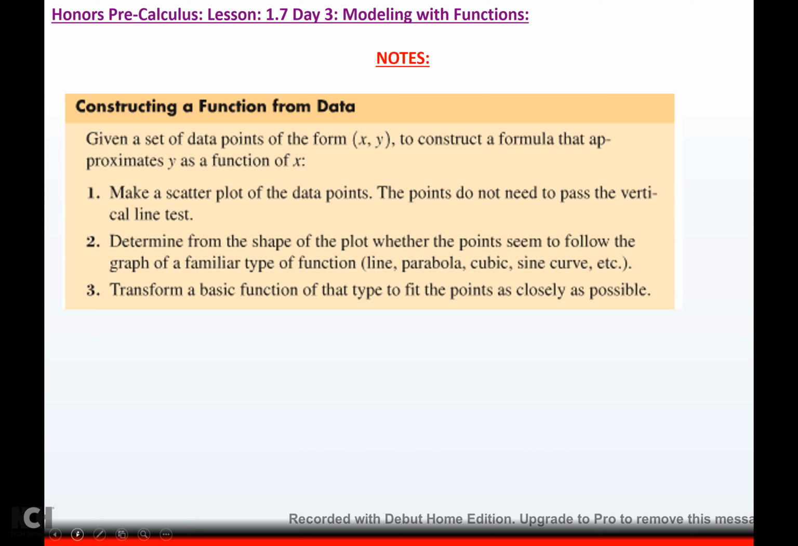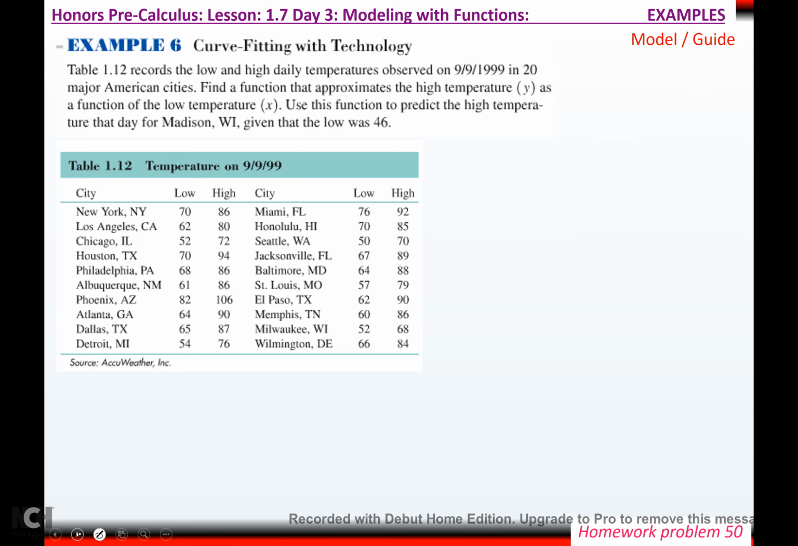All right, constructing a function from data. You already know how to do this. You're going to make a scatter plot on our calculator. You put your x's in L1, your y's in L2. Determine from the shape what kind of function you think it is, and then pick the correct regression.